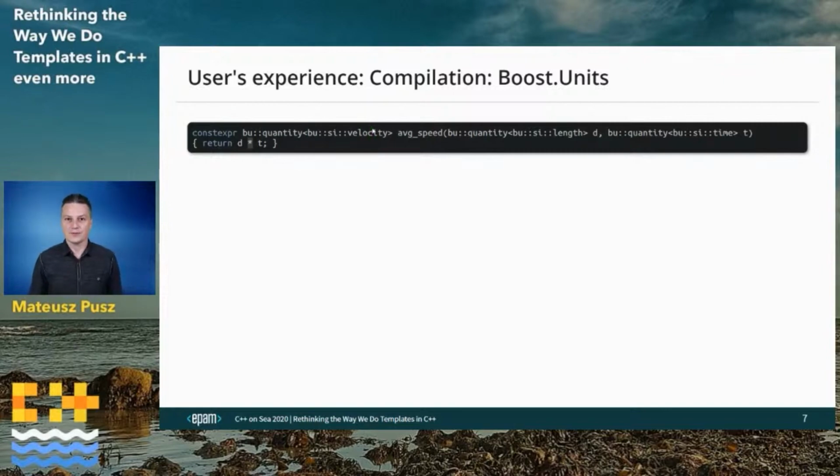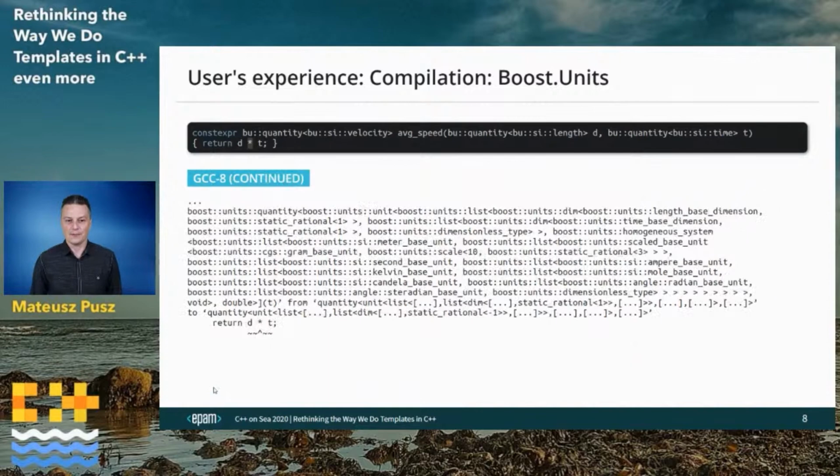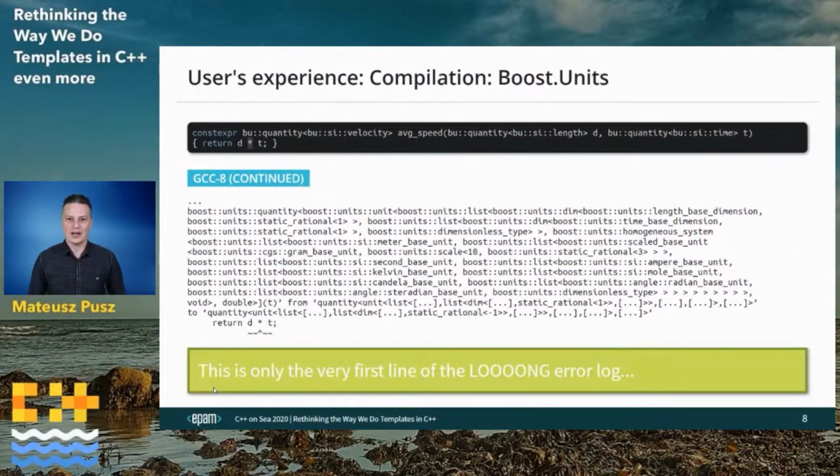So what does the user see? The user will see something like this. This is a long error line saying that something is wrong, and this is generated by GCC. And if you are careful enough, you will see that this line ends with 3 dots at the end, because this is not the end of it. The end of it is here. And by the way, this is only the first line of the error log with the type that produced the error. It's followed by many other lines with, let's say, the stack trace of the template instantiations. So this is only the first line that's so big.